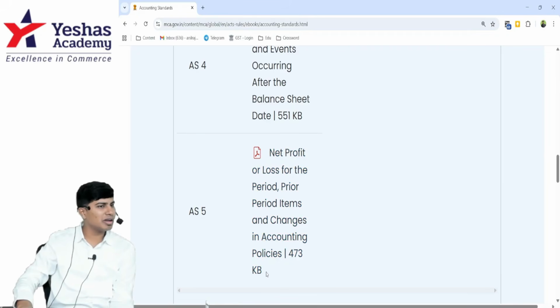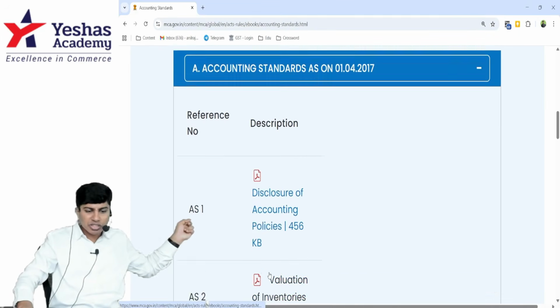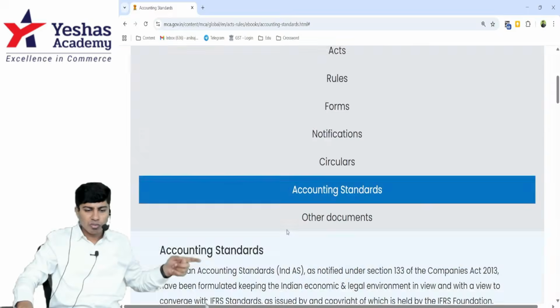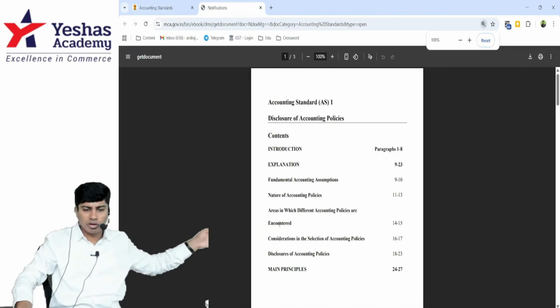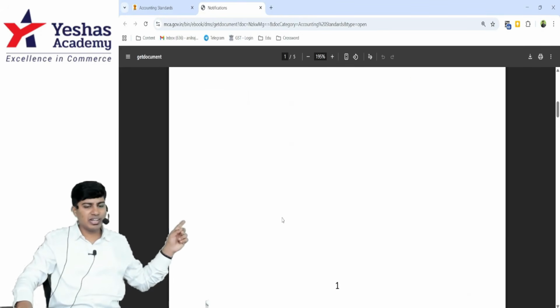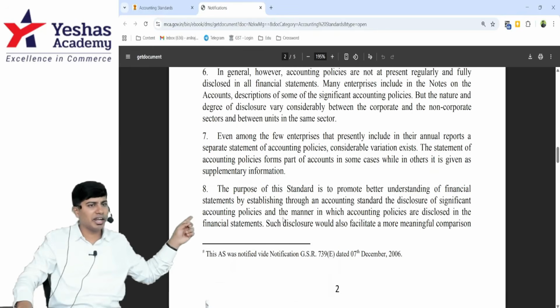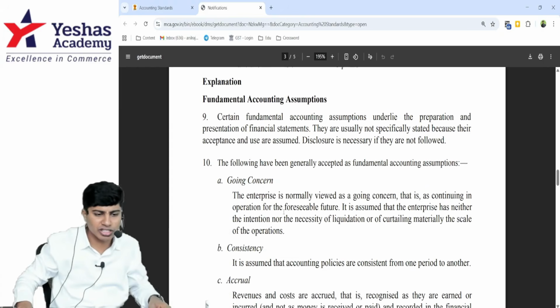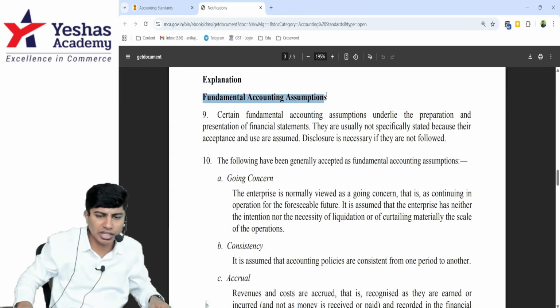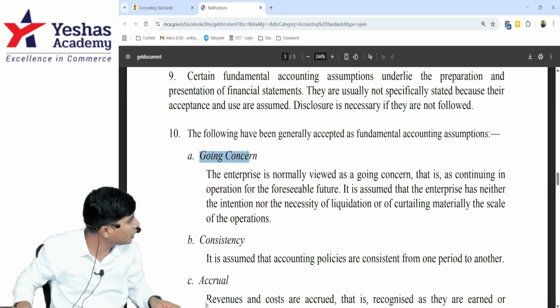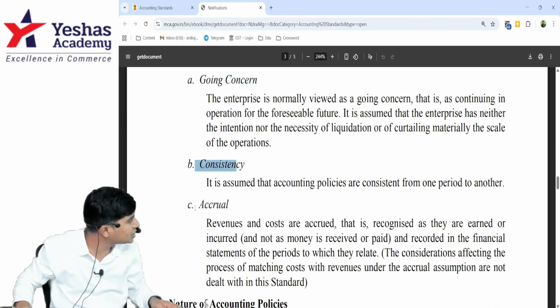So, whatever is your syllabus, it is not there just in your book, it is there on the MCA website. This is your syllabus. If, for example, I click on this AS1 PDF, whatever PDF is going to open, all this has been covered in your book. Someday, if you are really curious and interested in reading, you can open this bare text and read whatever is there. See, we will have a small check. Here you see one word, fundamental accounting assumptions. Can you read it? What are the 3 points that are there? Going concern, consistency, and accrual.